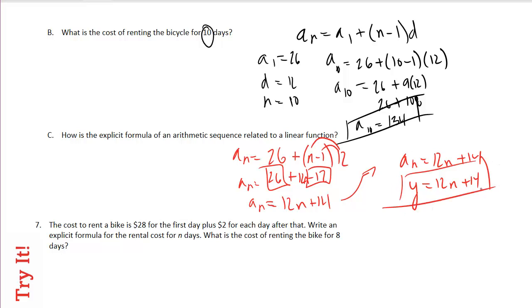We see that we have a linear function in slope-intercept form that would model that change from each nth term within the sequence. And again, we've talked about this a few times now, that common difference is the same as the slope in a linear function. Okay? And looking at number 7, give this one a try.